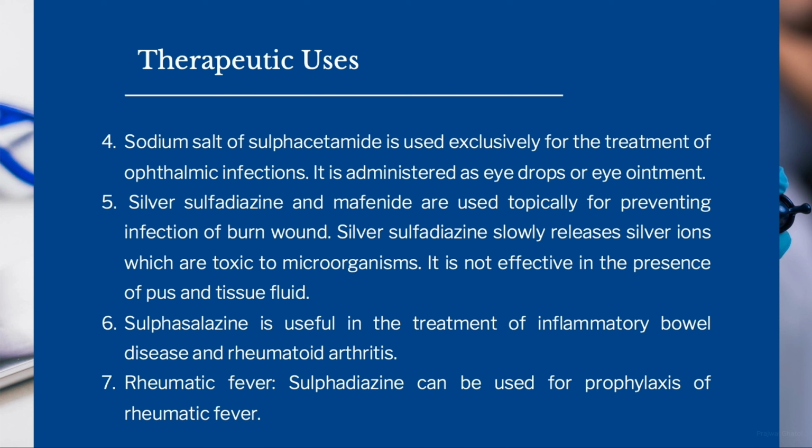Sulfasalazine is used in the treatment of inflammatory bowel disease and rheumatoid arthritis. In the case of rheumatic fever, sulfadiazine can be used for prophylaxis of rheumatic fever.